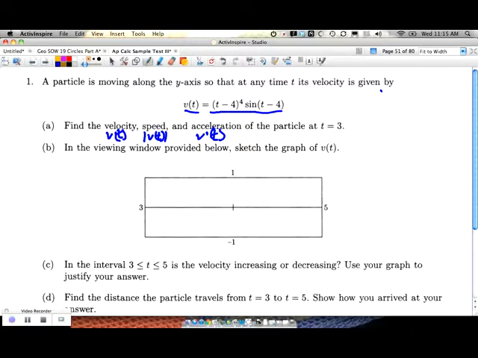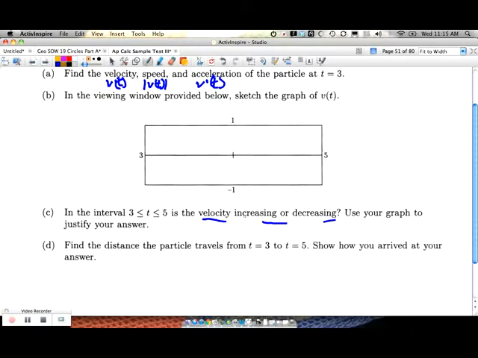In the viewing window, we're going to sketch this. Over the interval, we're going to be asking, is the velocity increasing or decreasing? That's just asking about slope. Is slope positive or is it negative? And then on the last one, find the distance the particle travels. And distance is just the integral from a to b of speed.